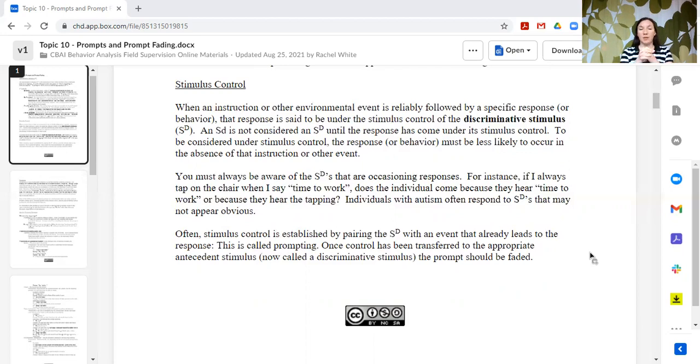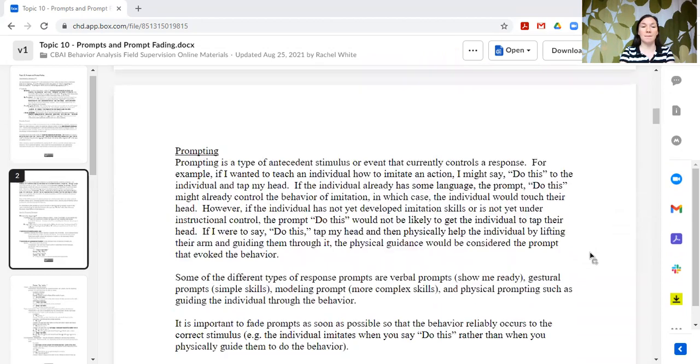Often, stimulus control is established by pairing what we want to be the SD with an event that already leads to the response. This is what prompting is. Prompting is pairing a new cue with an antecedent, a cue, an SD that already evokes the response. So prompting is using something that already controls the behavior and pairing it with what we want to evoke the behavior in the future, what we want to become the SD.